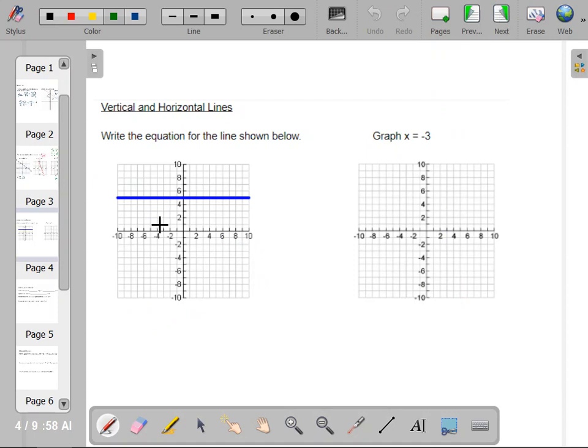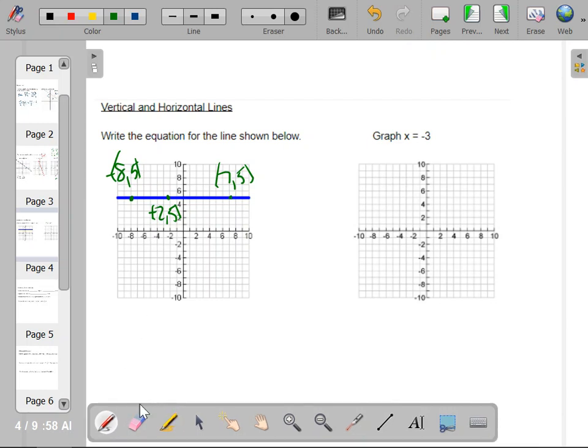Horizontal lines. The way I think about this is if I pick a few different ordered pairs, let's say this is (-8, 5), this is (-2, 5), this is (7, 5). The way you want to remember this is, it does not matter what x is. The only thing that is always true is that y is always 5. So the equation of this line is y equals 5.